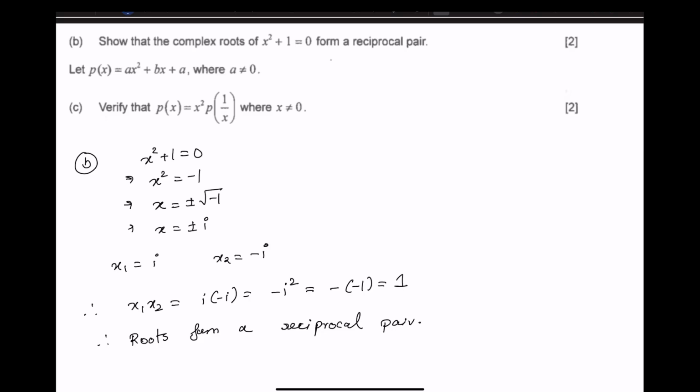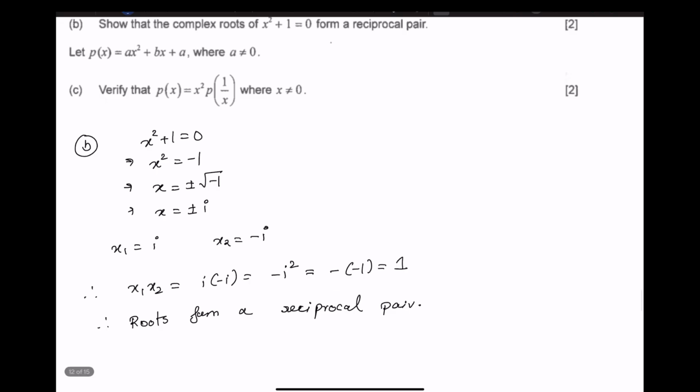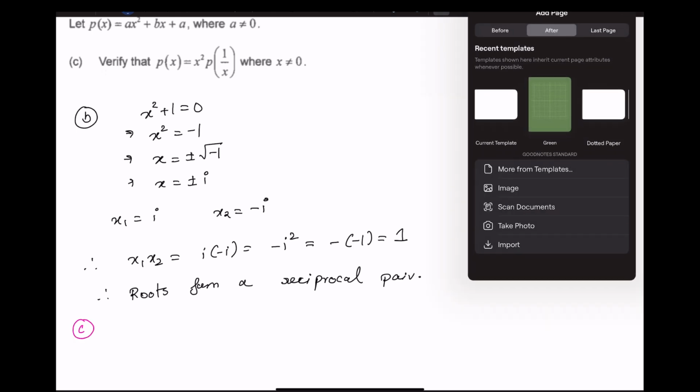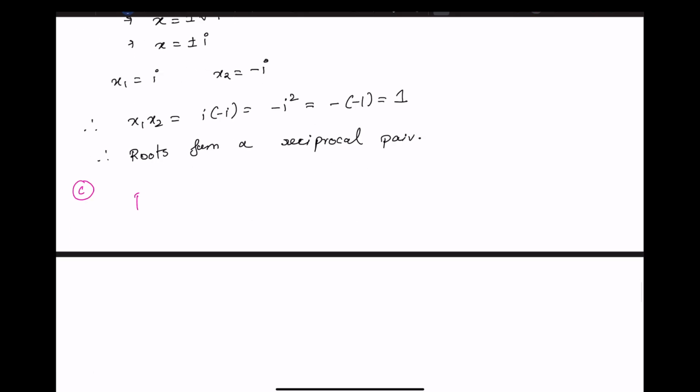Now it's given that p(x) is equal to ax squared plus bx plus a. We have to verify that p(x) is equal to x squared times p of 1 over x. So for part C, we have to first find p of 1 over x. So p(x) is equal to ax squared plus bx plus a. Now, p of 1 over x will be equal to a times 1 by x whole squared, plus b times 1 by x plus a, which is a by x squared plus b by x plus a.